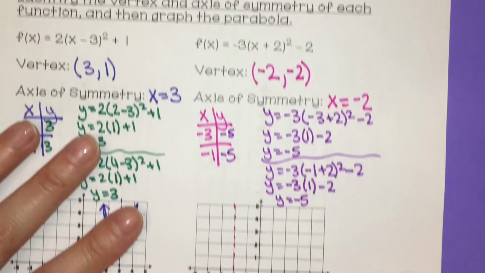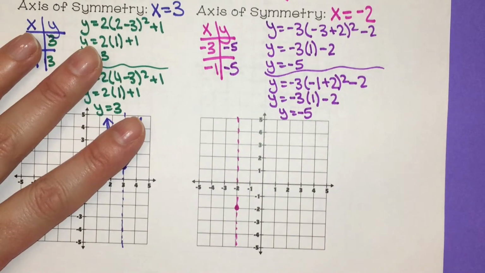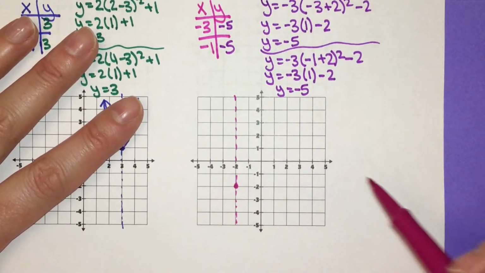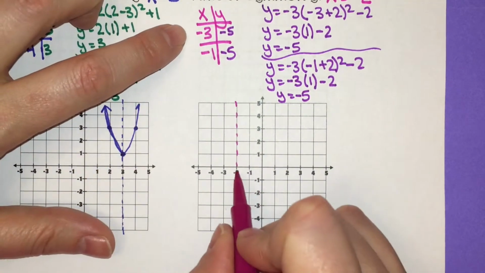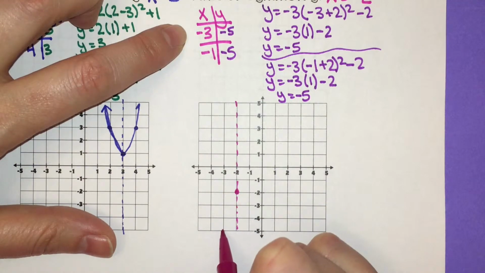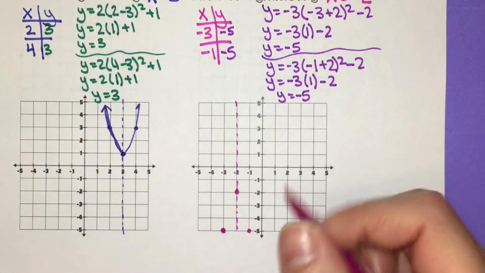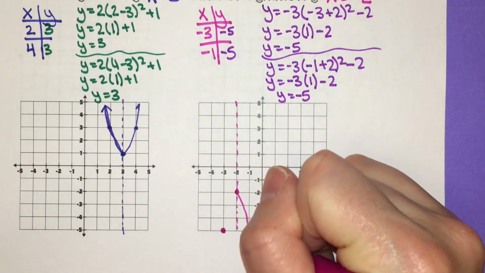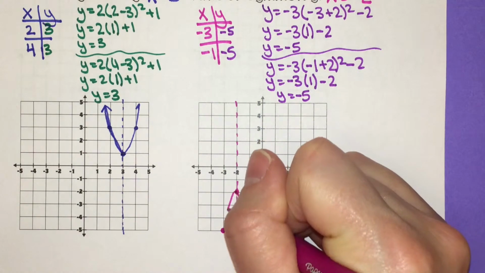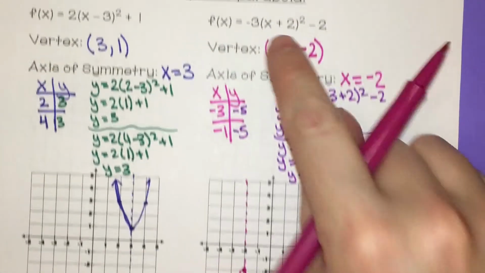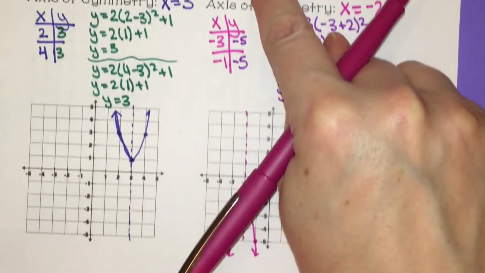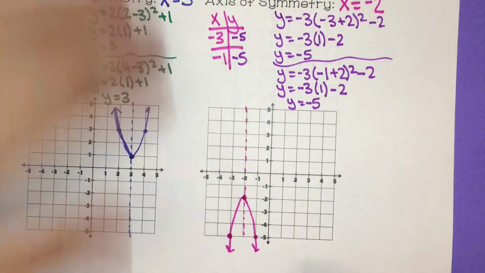So I'm going to graph those 2 points. When x is -3, y is -5. When x is -1, y is also -5. So this time our graph is flipped over, which was caused by multiplying by a negative on the outside. That's what flipped it upside down.